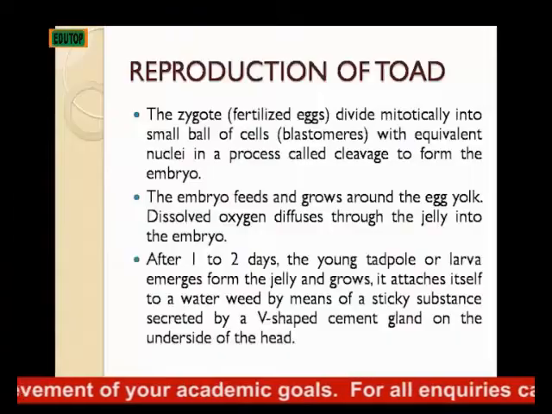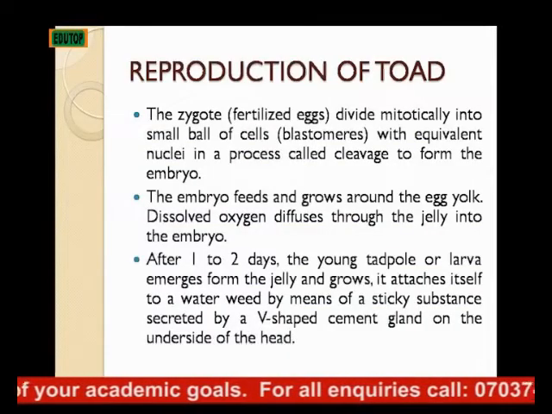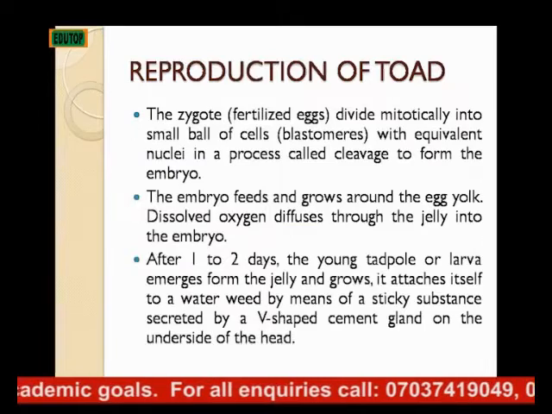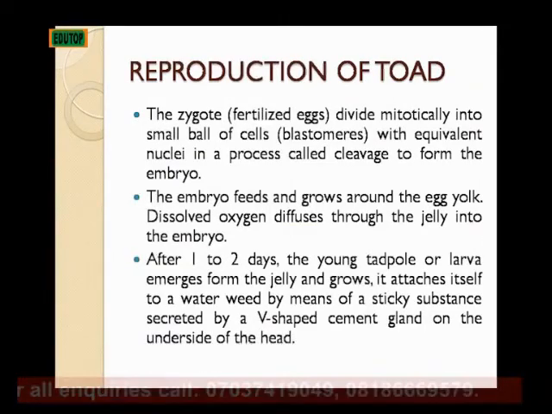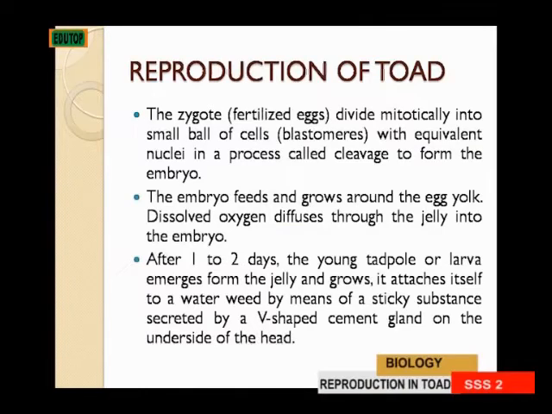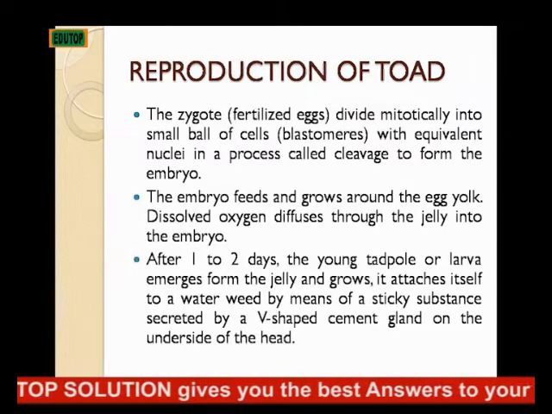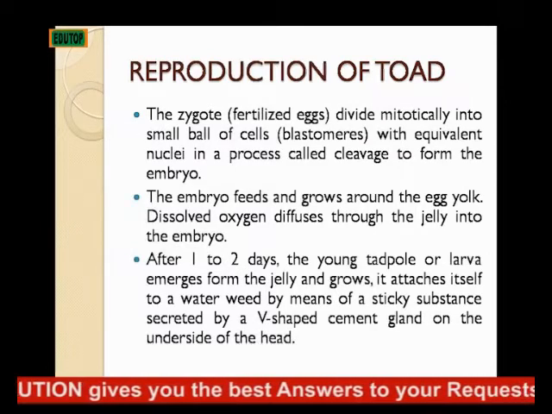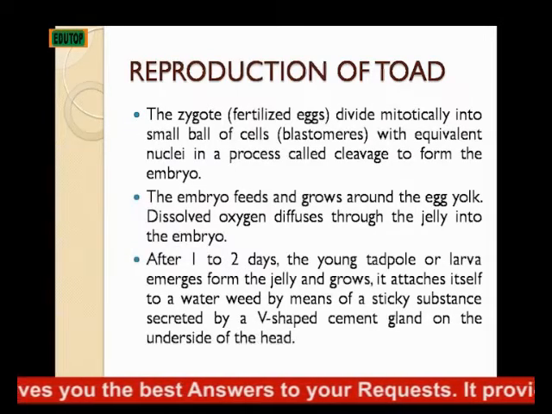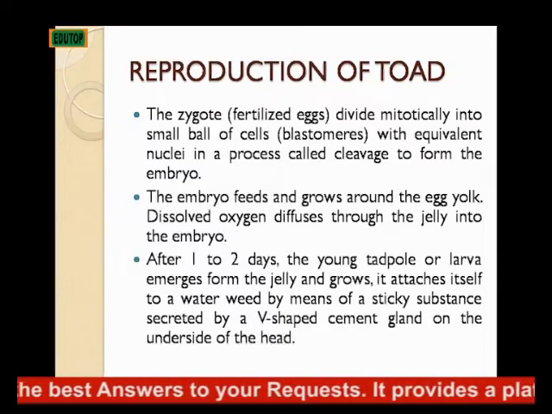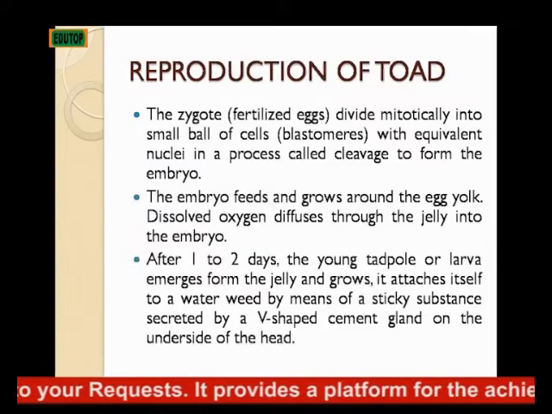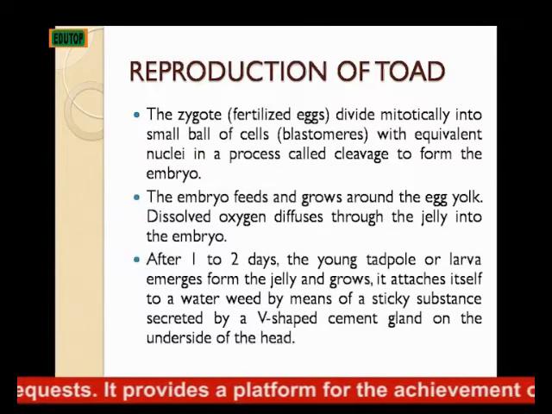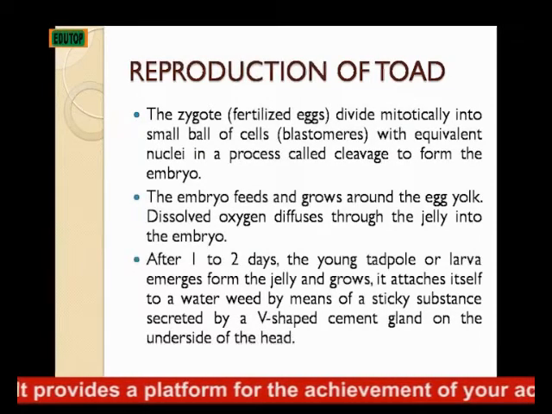The zygote, that is the fertilized egg, divides mitotically into small balls called blastomeres with equivalent nuclei in a process called cleavage to form the embryo. The embryo then feeds and grows around the egg yolk. The dissolved oxygen diffuses through the jelly into the embryo. After 1 to 2 days, the young tadpole or larva emerges from the jelly and grows.